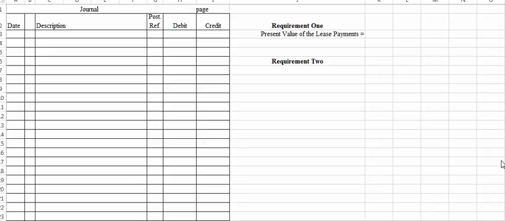They're just wanting us to determine how the journal entries associated with this lease would affect the balance sheet and the income statement. But I think probably the easiest way to determine that is make the entries, look at them, and then decide how they affected the financial statements. But first, let's read through it.